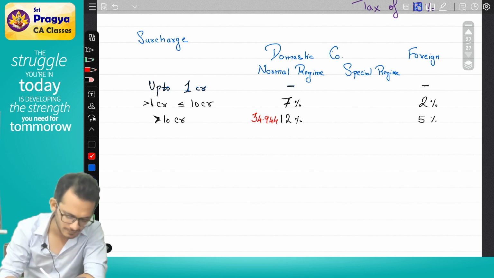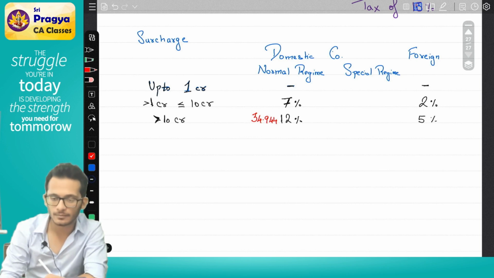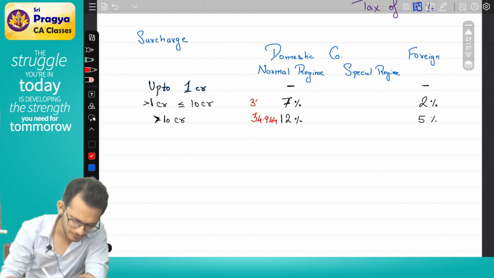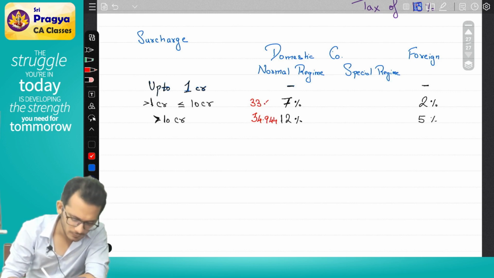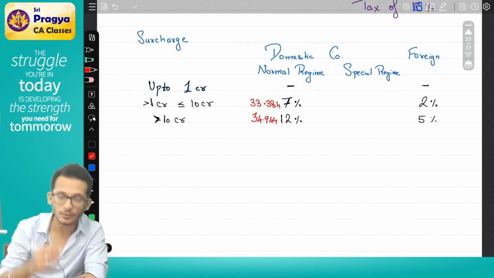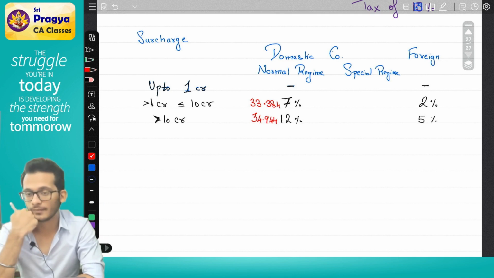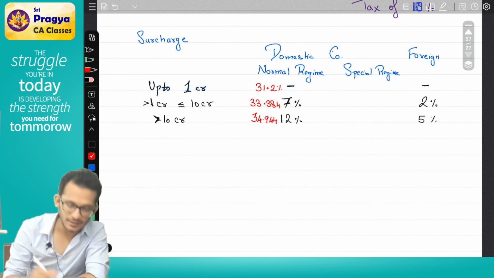Assuming it is 30 plus 7 plus 4, the maximum tax rate is 33.384. Assuming you are not poor, not rich, 30 plus 4% it is 31.2. Correct? Now come to the foreign side.